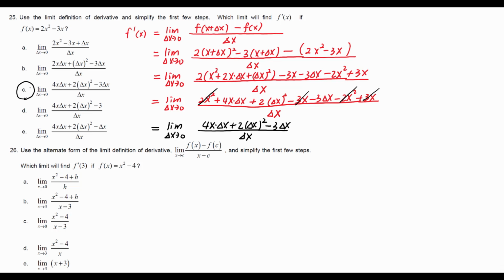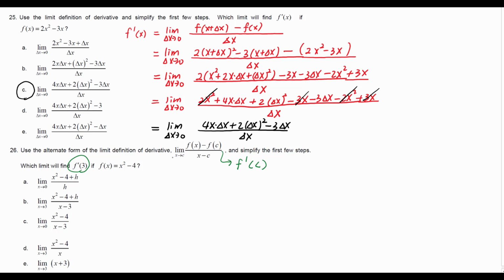Number 26. Use the alternative form of the limit definition of derivative: limit as x approaches c of f of x minus f of c over x minus c, and simplify the first few steps. Which limit will find f prime of 3 if f of x equals x squared minus 4? So this alternative definition of derivative calculates f prime of c. We use this when we want a derivative at a specific point, like they ask f prime of 3.